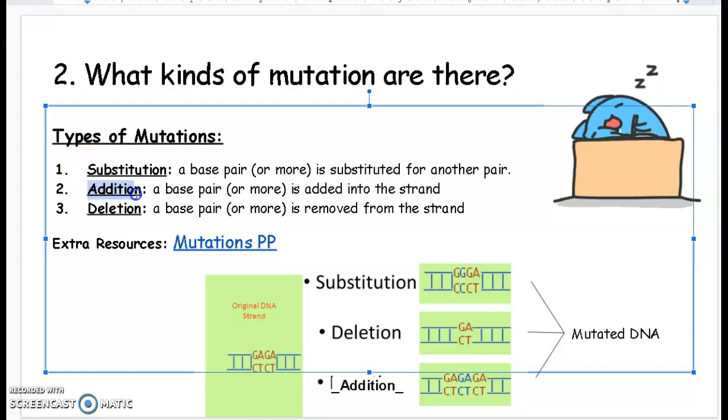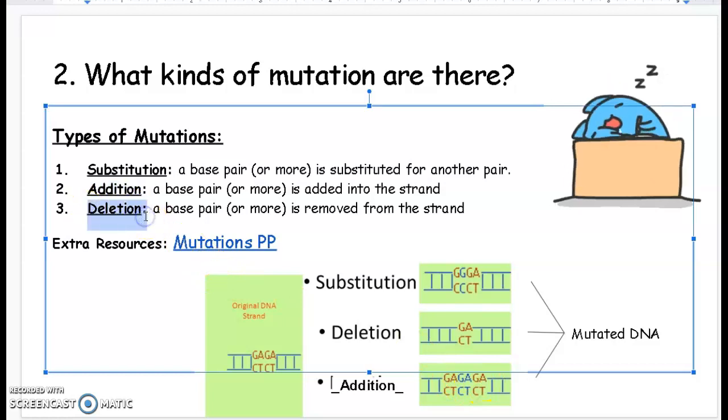The second one we're going to look at is addition. So addition, we're going to go back to GA. Notice how suddenly in the new string, in blue, there's another GA. So now you're adding on. From 4, in the new string there's 6. So you're adding more base pairs.